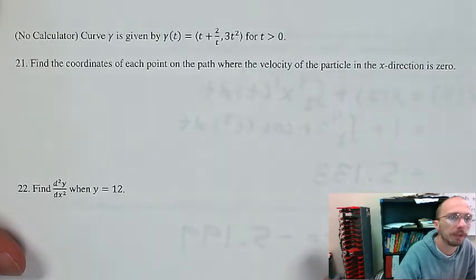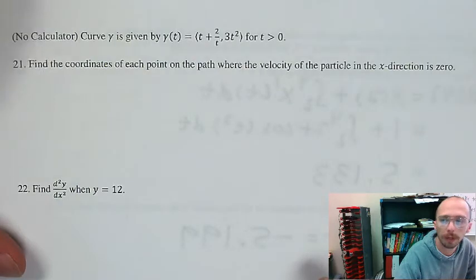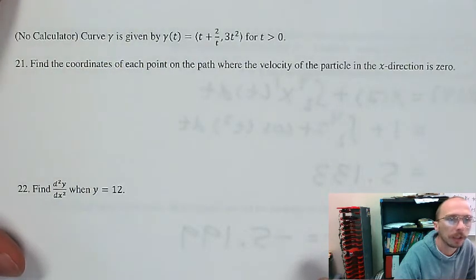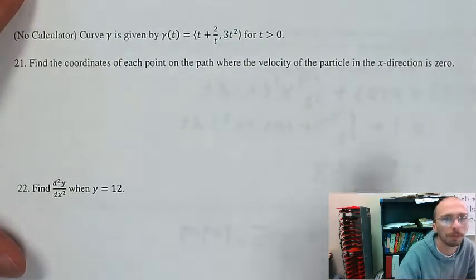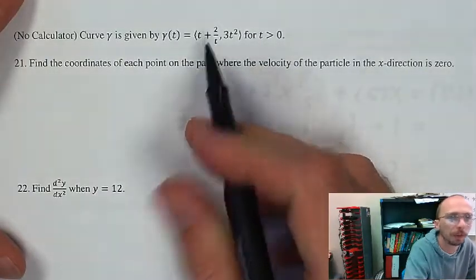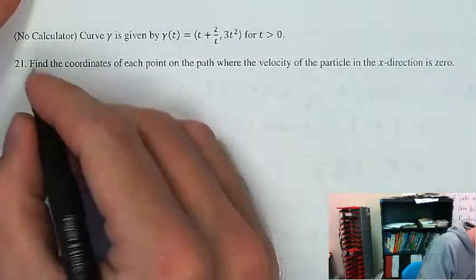So curve gamma is given by gamma of t equals t plus 2 over t and 3t squared for t greater than 0. Find the coordinates of each point on the path where the velocity of the particle in the x direction is 0. That just means dx/dt equals 0, or the derivative of this equals 0. So, no calculator.